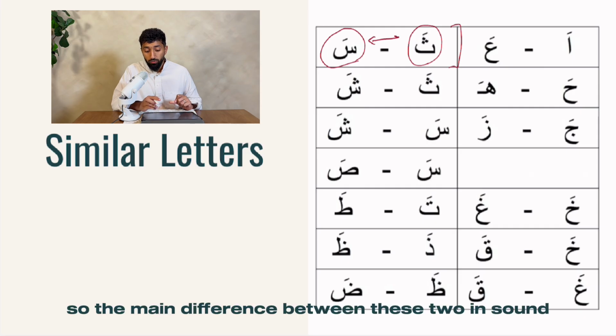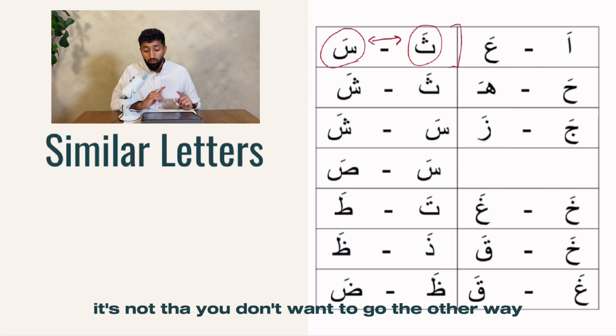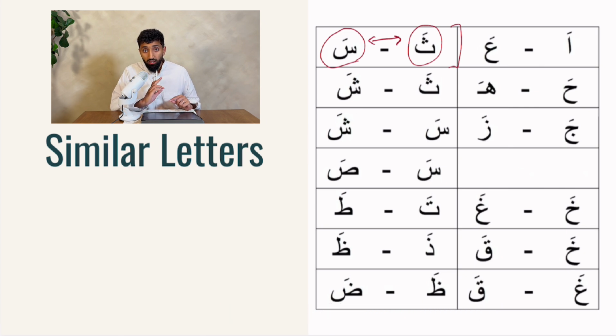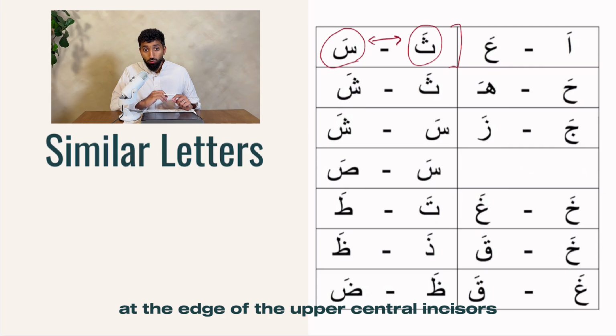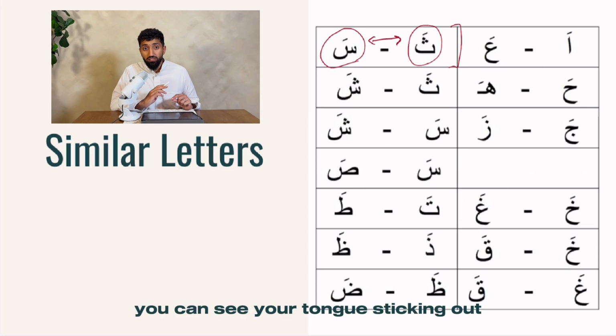So the main difference between these two in sound is the whistle. So tha, you don't want to go the other way, but tha comes from the tip of the tongue at the edge of the upper central incisors. Tha, and you can see your tongue sticking out when you say tha.